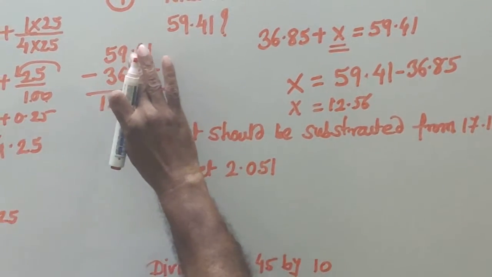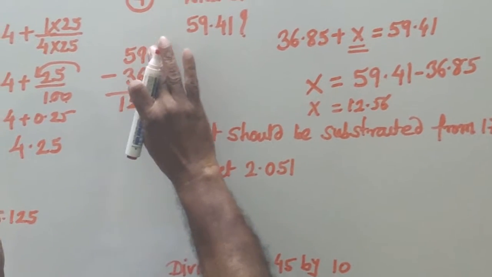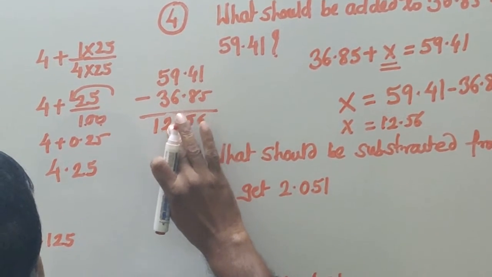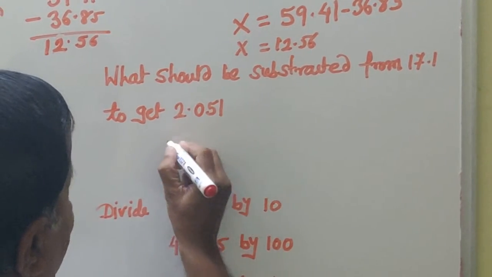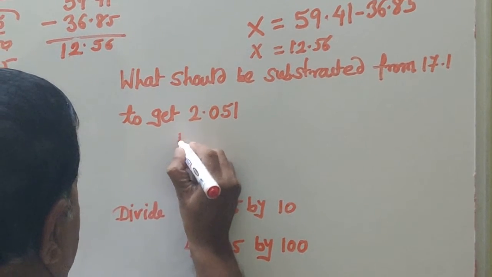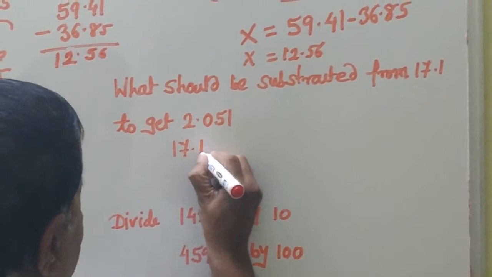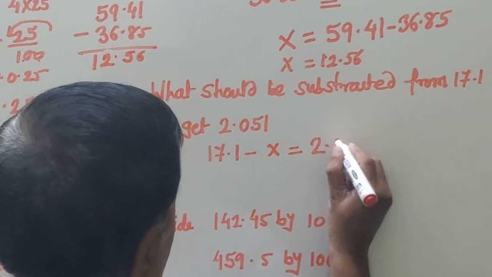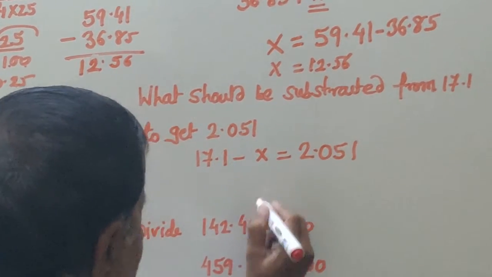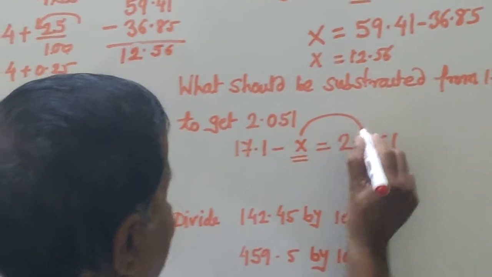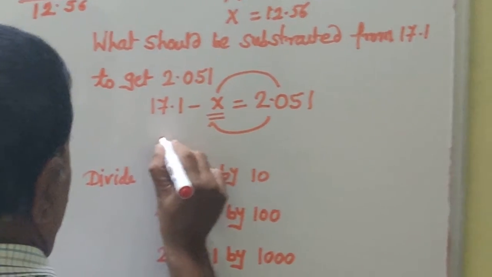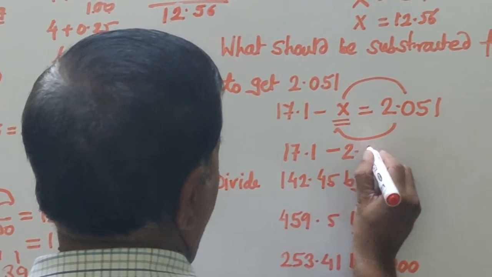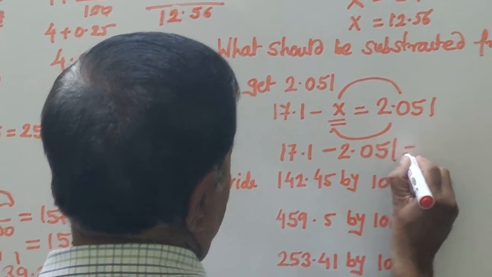Okay. Now the next problem: what should be subtracted from 17.1 to get 2.051? I am writing 17.1 minus x to get 2.051. Now here x is negative, so I will transfer it here and this number is here. So what will come here? 17.1 minus 2.051 is equal to x.